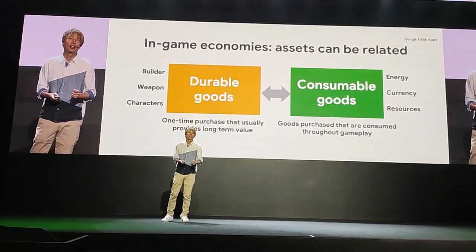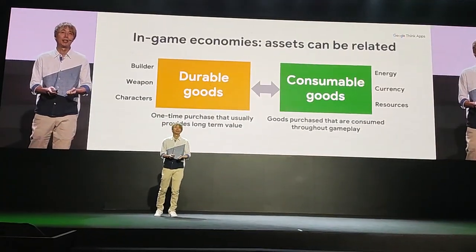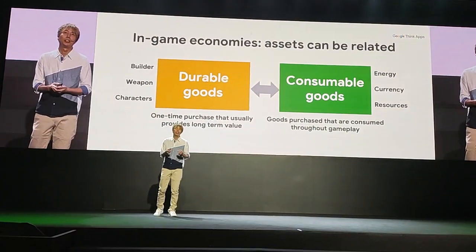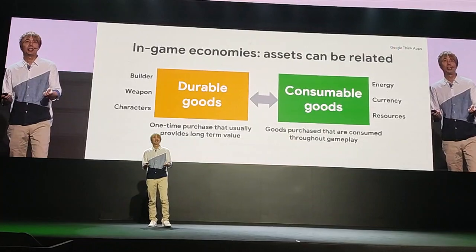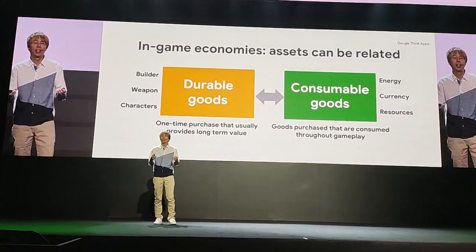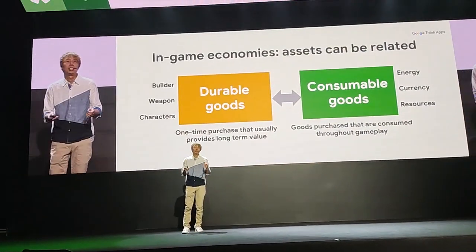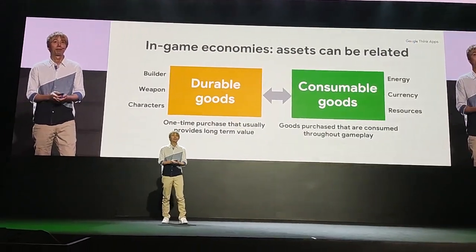Consumable goods, on the other hand, are the goods that a player purchases and then consumes throughout gameplay. Some examples of consumable goods include energy, which constrains play frequency or duration; resources, which are used to upgrade and unlock buildings, units, etc.; and in-game currency, which allows you to access and acquire content and gameplay.